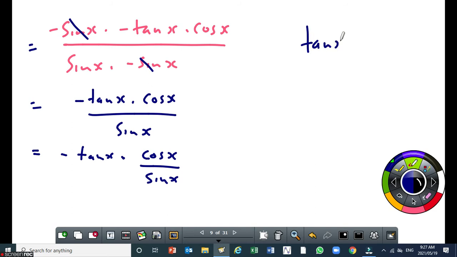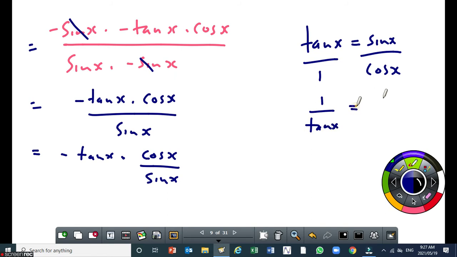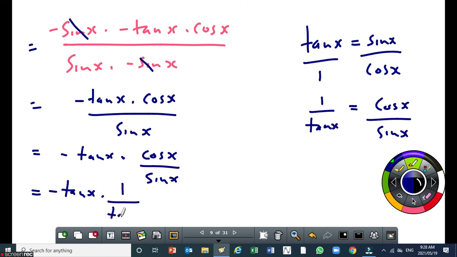Do you agree that tan x is equal to sine x over cos x from the fundamental identity? It means the denominator of that tan is a 1. Here, the cos is on top and the sine is the denominator. So I can just swap these two, so I have 1 over tan x is equal to cos x over sine x. Then I plug that 1 over tan x there, so I'll get minus tan x times 1 over tan x. This cancels, and you get negative 1, which will be the same result.